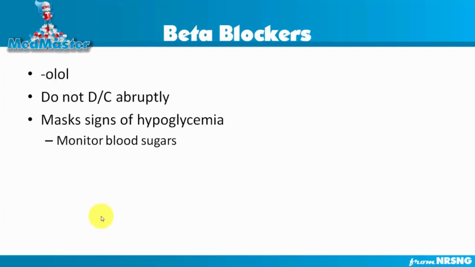With beta blockers, we have a much longer video and we talk about different beta blockers throughout this course. But keep in mind that a lot of times they end with the suffix -olol. It's important not to discontinue beta blockers abruptly, but to discontinue them slowly, and to educate your patient about that. They can also mask the signs of hypoglycemia. So if you have a patient on beta blockers, especially with a history of diabetes or low blood sugars, it's important to monitor their blood sugars, especially while in the hospital.